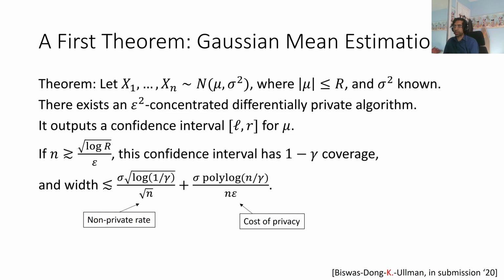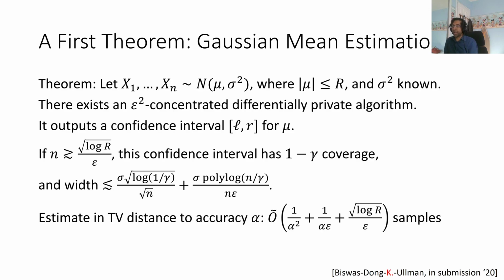So this is the way a statistician might look at it. Let me give it to you for perhaps the computer scientists in the audience. This is the way I sometimes like to think about it, which is: if you want to estimate the distribution in total variation or L1 distance to accuracy alpha, you need the following sample complexity, 1 over alpha squared plus 1 over alpha epsilon plus square root log r divided by epsilon. The first term here is the non-private sample complexity, and the other two terms are essentially the cost of privacy. All right, so that's the theorem statement. I'll leave it up for a minute for you to parse it all.